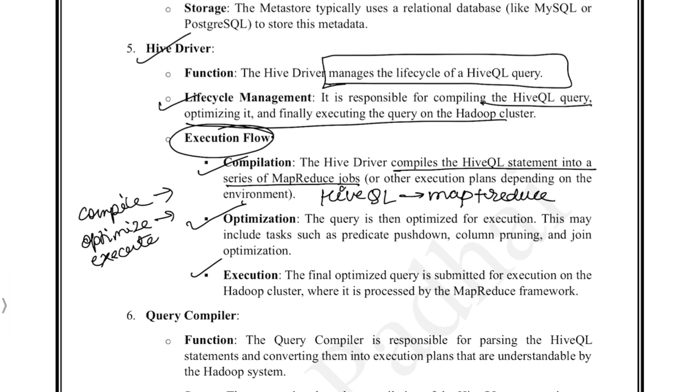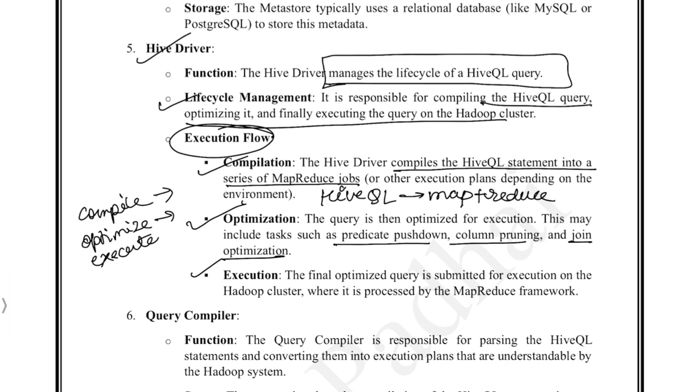Now optimization, what you are doing is optimizing the query, in the sense you are doing processes like predicate pushdown, column pruning, and join optimization. Whatever query you are putting, it has to be executed very fast. It should not consume too much time, right? So that's why you are optimizing it, finding methods to enhance the code.